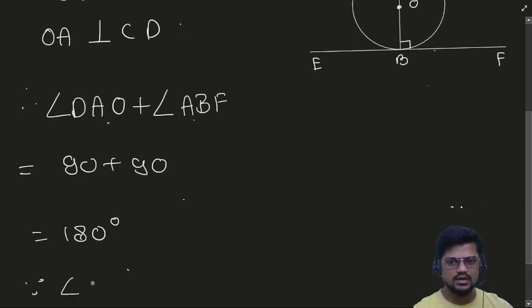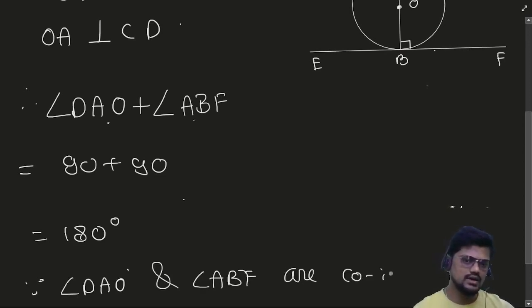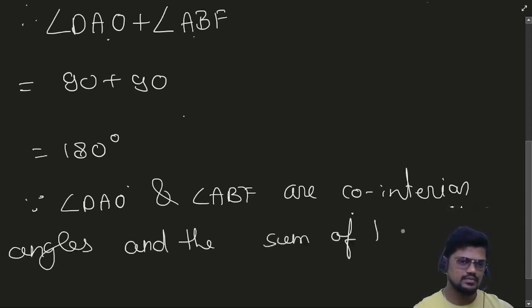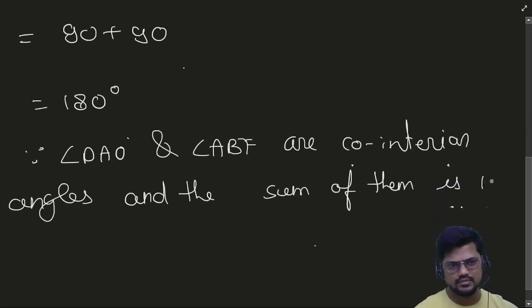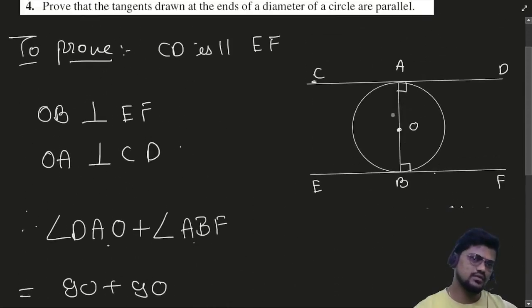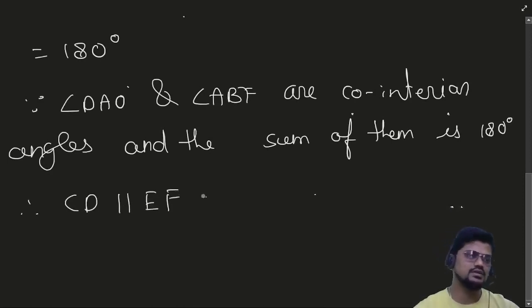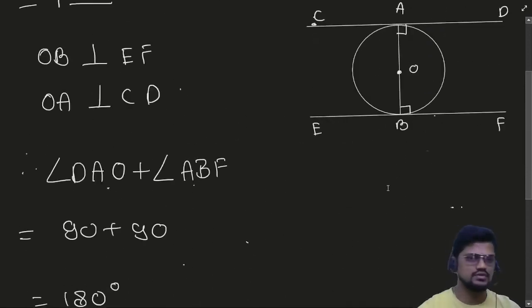Since angle DAO and angle ABF are co-interior angles, and the sum of them is 180 degrees, therefore these two lines have to be parallel. Therefore, CD is parallel to EF. That's it. Is this clear? Since they both are co-interior angles, and the sum of both of them equals 180, they have to be parallel. There is no other way.